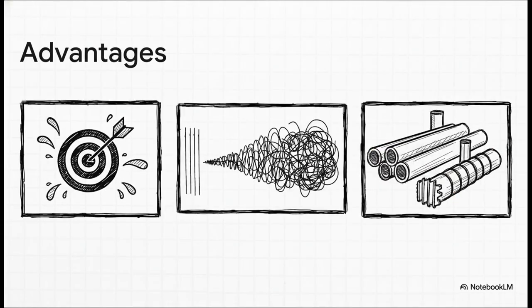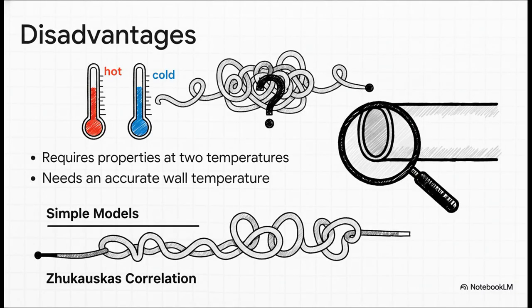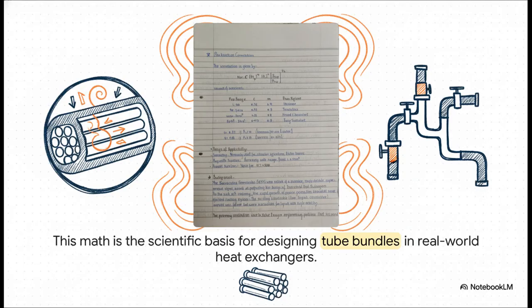The big wins? It's super accurate for liquids, covers a massive flow range, and it's perfect for tube banks. But of course, there are trade-offs. It's complex, and you need a good wall temperature, which can be tricky. When you boil it all down, this math is the foundation for designing real-world shell and tube heat exchangers.